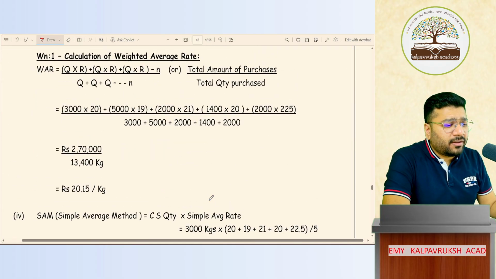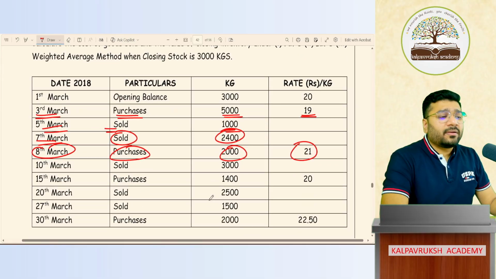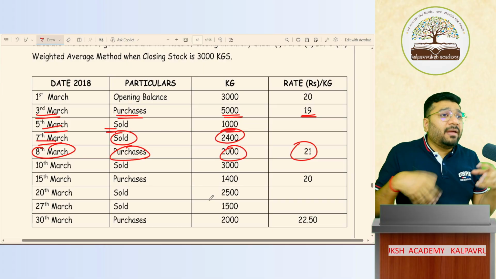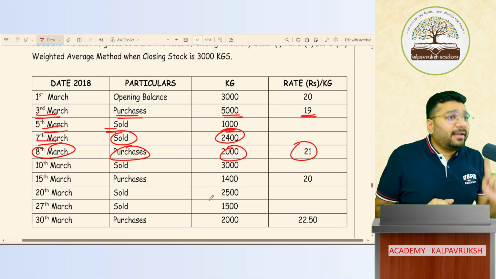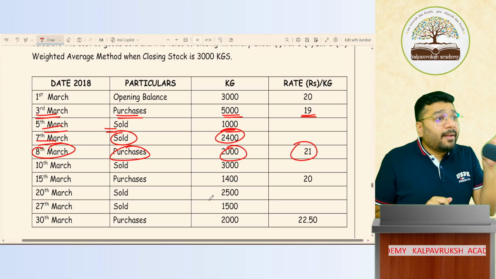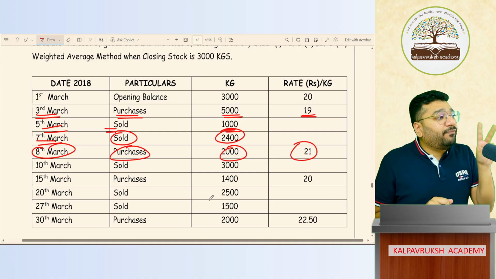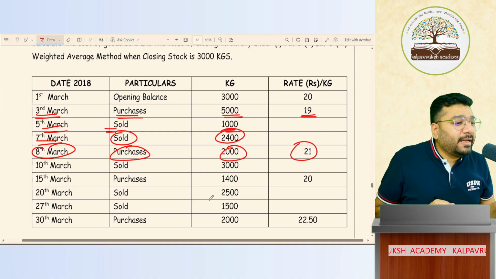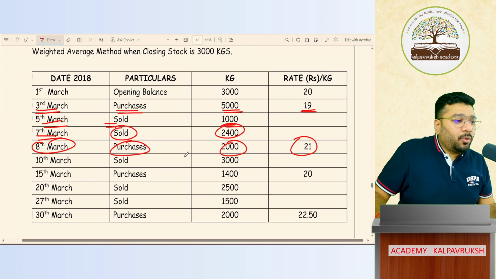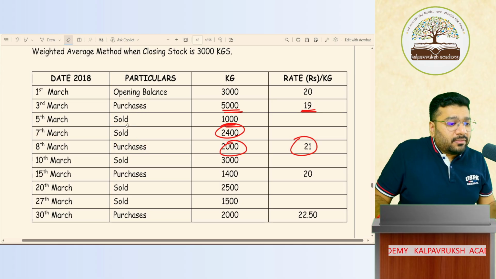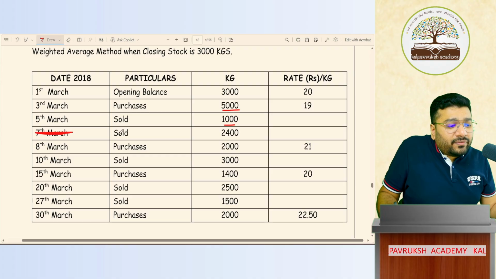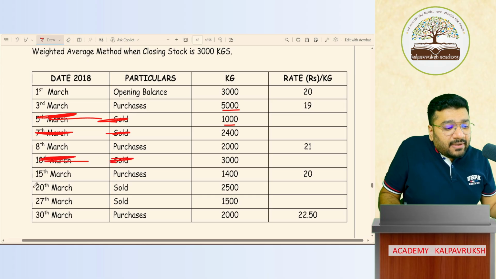So what we have done so far is the case where inventories are ordinarily interchangeable. In that case, did we follow perpetual or periodic? Perpetual. Under perpetual, we did FIFO, LIFO, WAM, SAM. Now, same thing under periodic. In the periodic method, the question will never give you the data of sale.